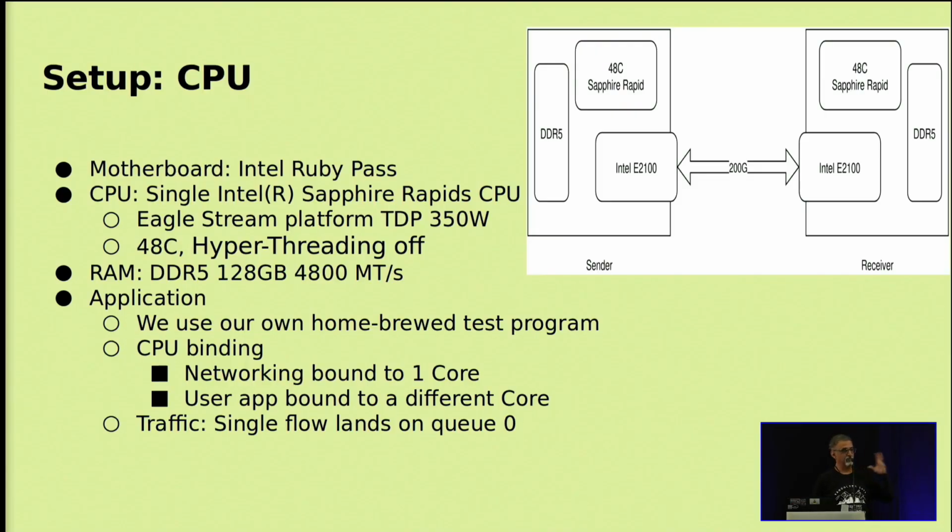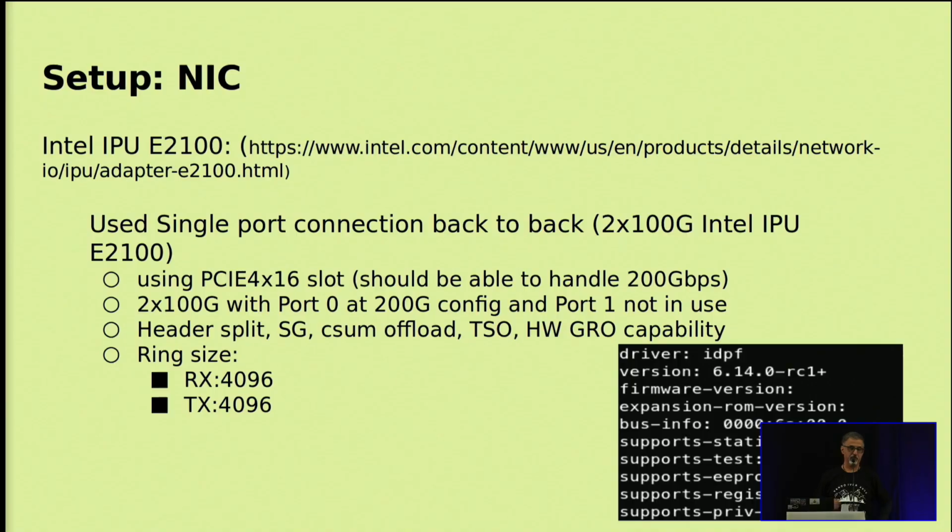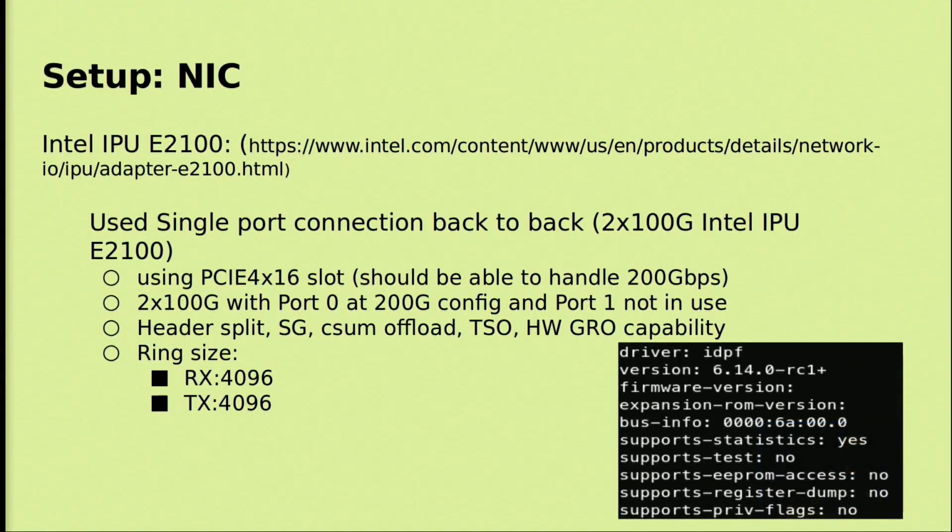We bound one of the CPUs to softirq, essentially to the interrupt, with only one queue pair being used, and the other was bound to the application. So all the traffic lands on a single CPU on Q0, and the app processes it on another CPU. That was our original goal. We have two Intel IPU E2100s, like I said earlier, and we're using the upstream driver, the idpf. There's a single cable, it's 200 gig. The NIC is placed on a PCIe 4 x16 slot, so we should be able to do 200 gig given that capacity.